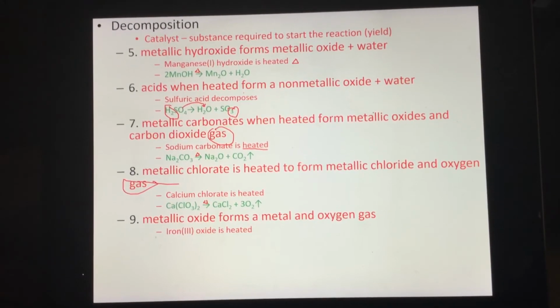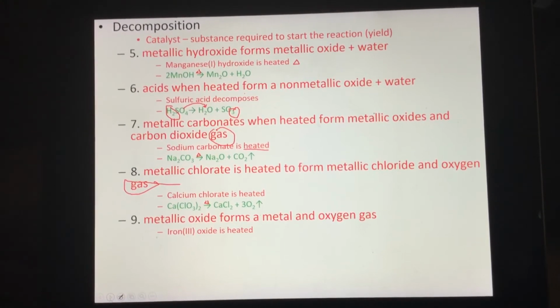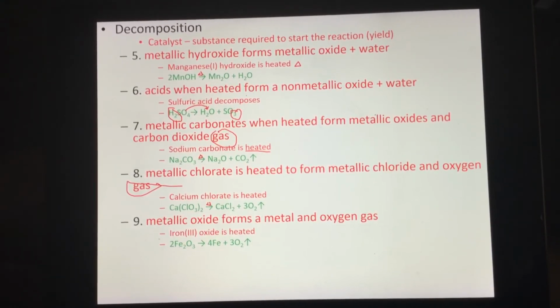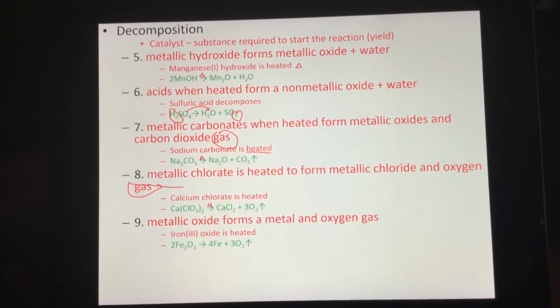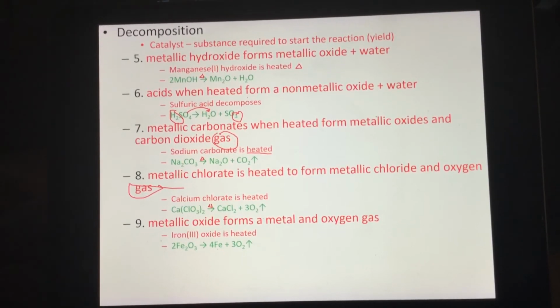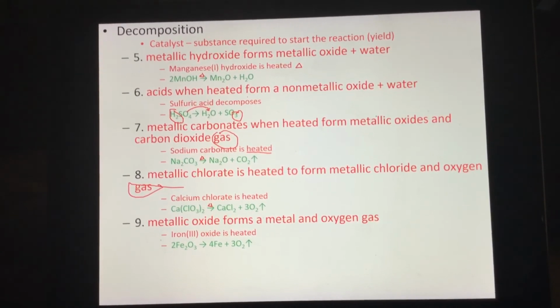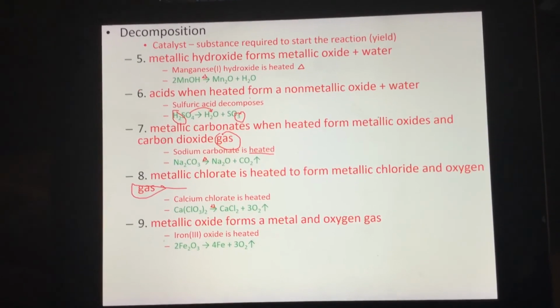So like iron 3 oxide when it's heated. So that's our metallic oxide. And then that will separate into the metal and oxygen gas. So iron 3 oxide is Fe2O3, because again we have to crisscross our charges. Iron's +3 with oxygen's -2. And so then we just separate it out into the individual metal, iron, which is not diatomic, it's just plain old Fe. But oxygen again is diatomic, and I included the up arrow.